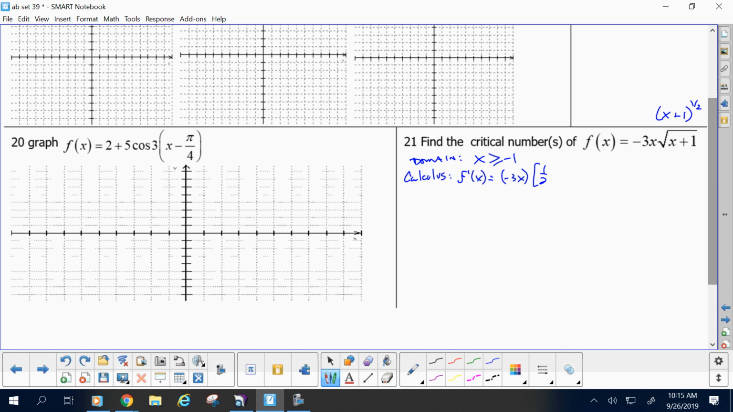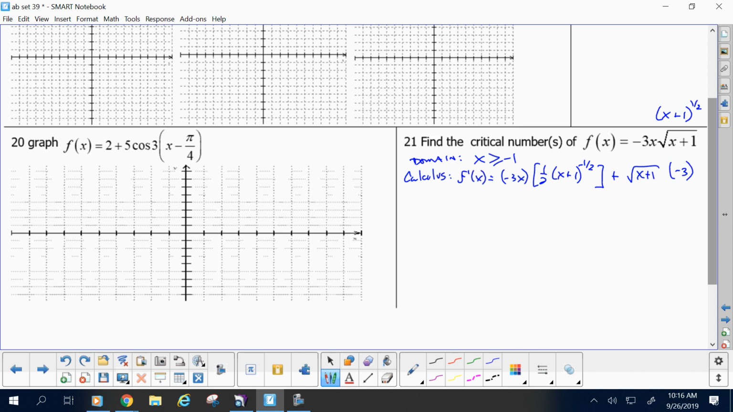Now the calculus. The product rule says the derivative of the first stays the same, times the second, plus the second stays the same, times the derivative of the first. The derivative of the second is 1/2 x plus -1/2, and the derivative of the first is -3. Do you agree with my derivative?